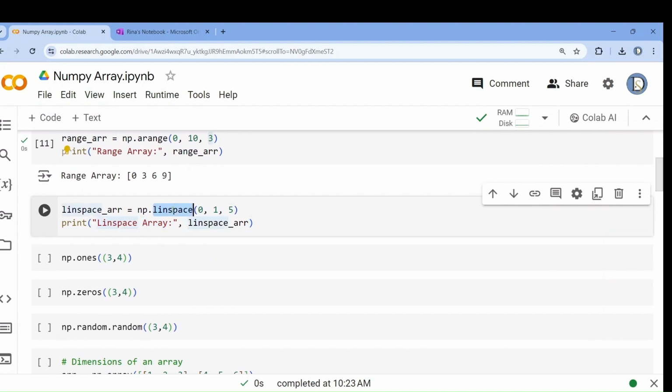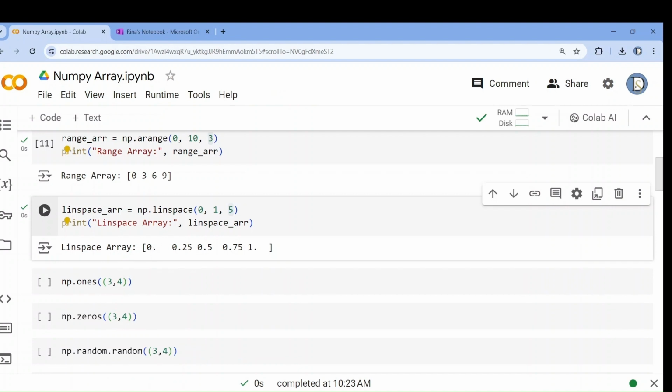Next one is the linspace function. This one will be linearly spaced. Like suppose 0 to 1, I want to give 5. That means within 0 to 1, it will give me 5 linearly spaced values. Let me show you. See, there is a gap of 0.25, 0.25, 0.25, 0.25. So you can see there are 5 numbers having a linear gap, that is here 0.25.